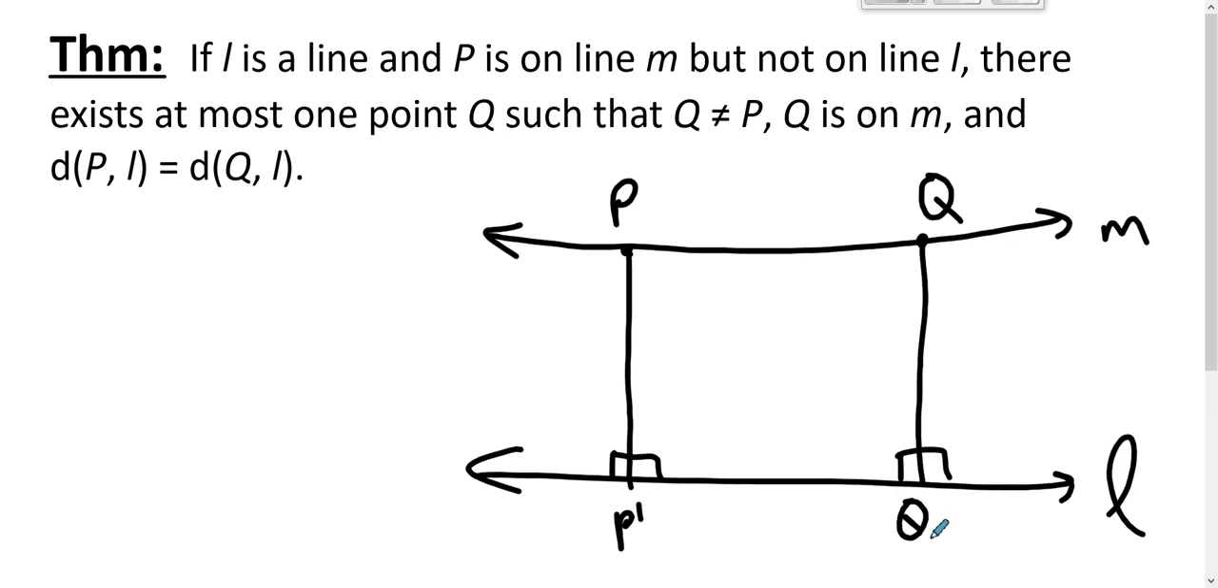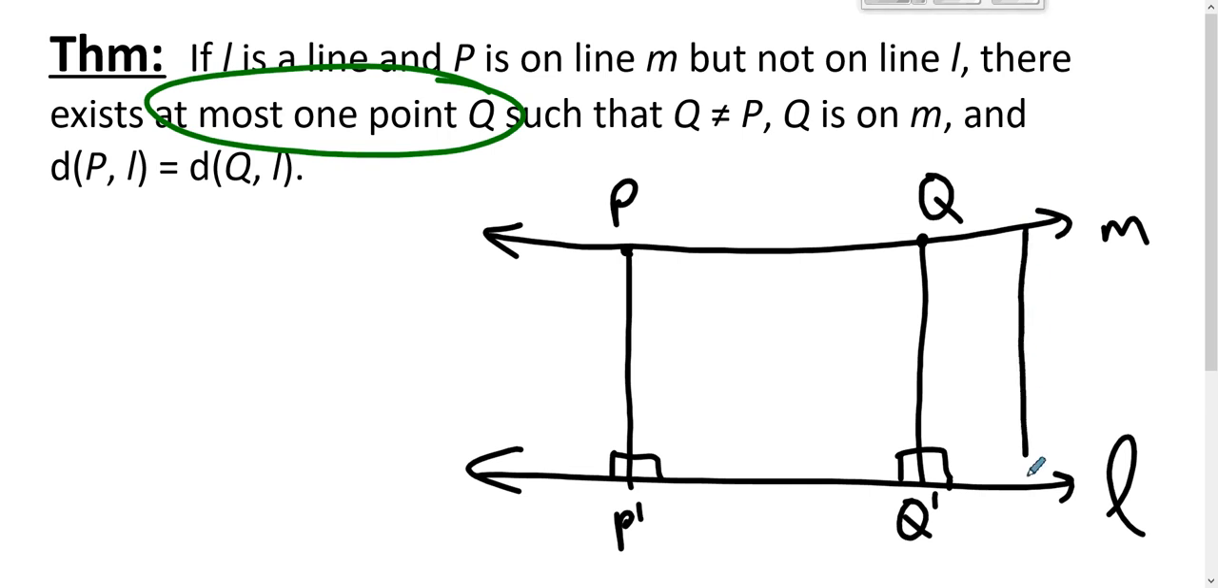There exists at most one. So here's what we do. We assume that there is at least one, and we try to show that there can't be more than one. So to do that, we say, what if there is? What if this distance is this distance is this distance? What's so bad about that?